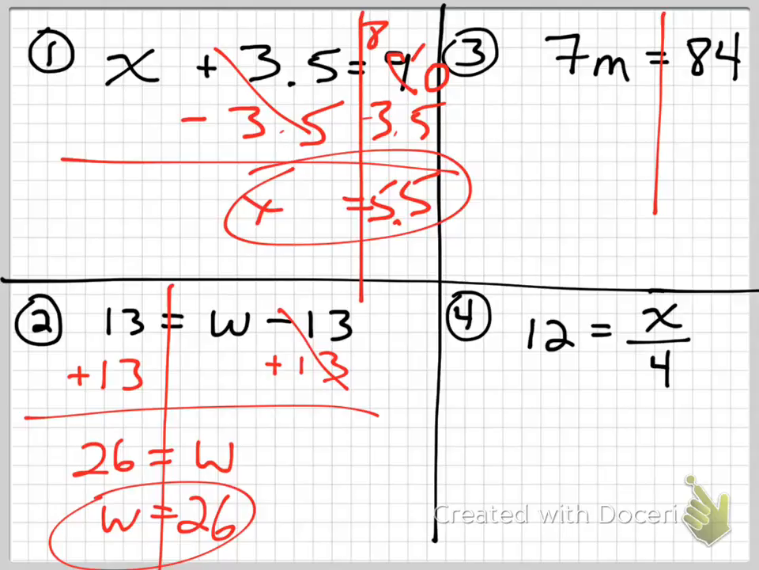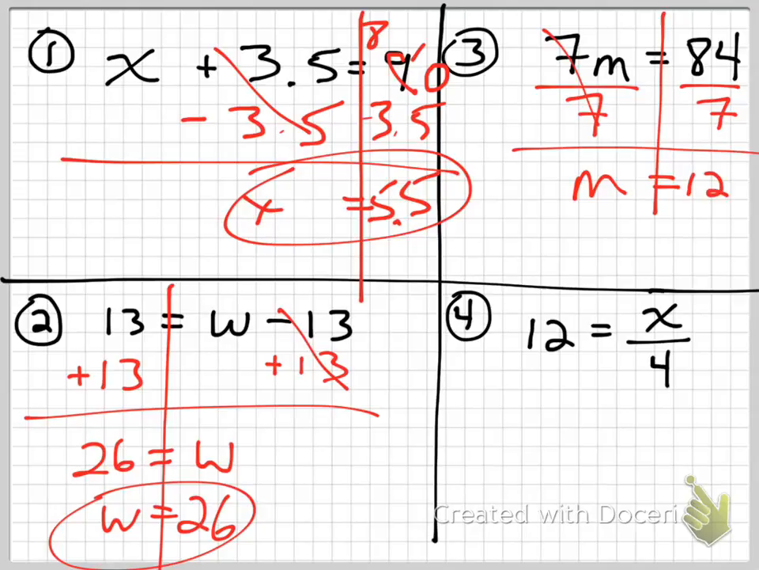Number 3, line down the equal sign. Is the variable happy? No. Why not? Not alone. Who's with him? 7. What's the 7 doing to him? Multiplying. What's the opposite of multiply by 7? Divide by 7. M equals, what is 84 divided by 7?